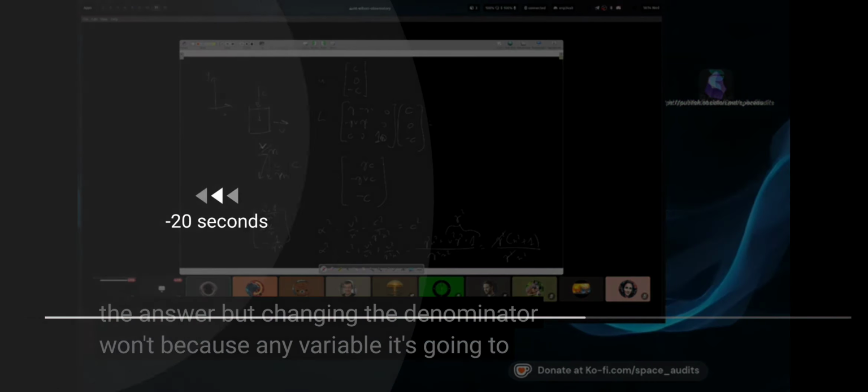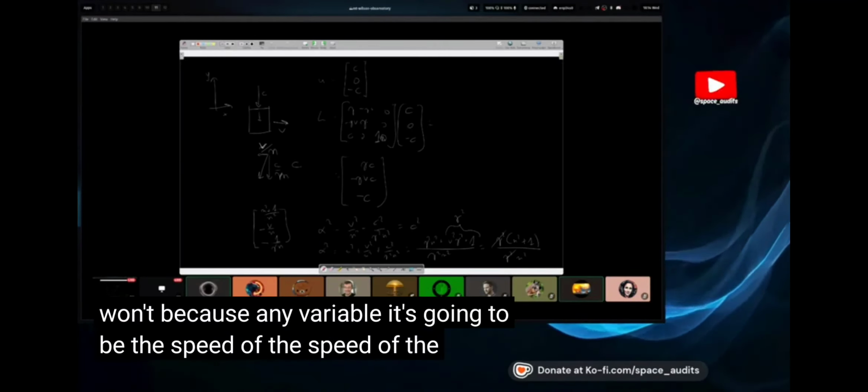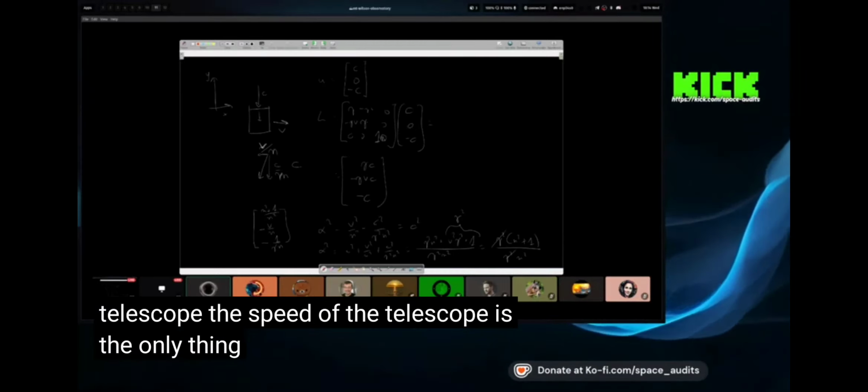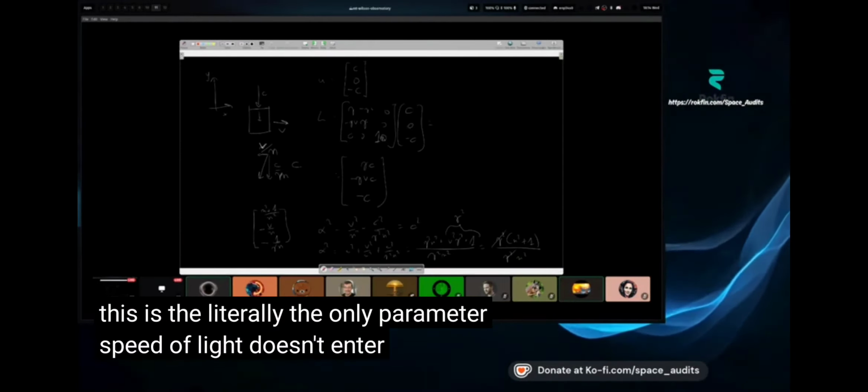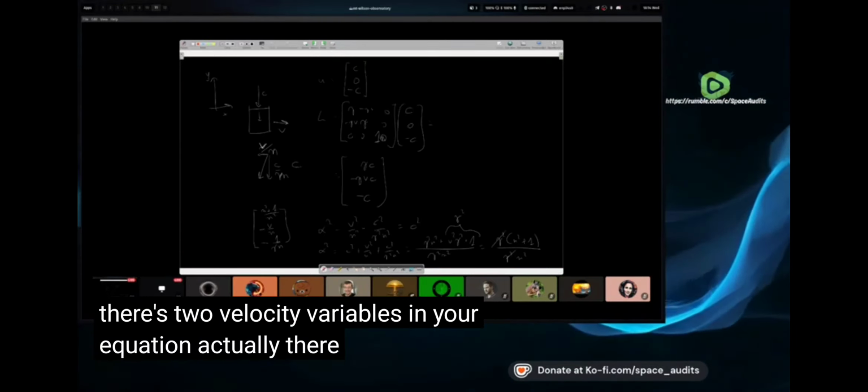What do you mean? That's what I'm... Because the speed of the telescope. The speed of the telescope is the only thing that matters for the transformation between the two frames. This is literally the only parameter. And actually, the speed of light doesn't enter that. There's two velocity variables in your equation, actually, there, buddy.